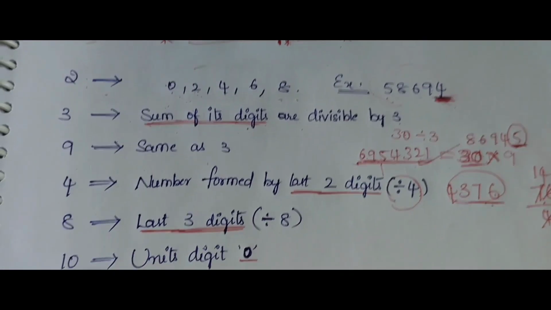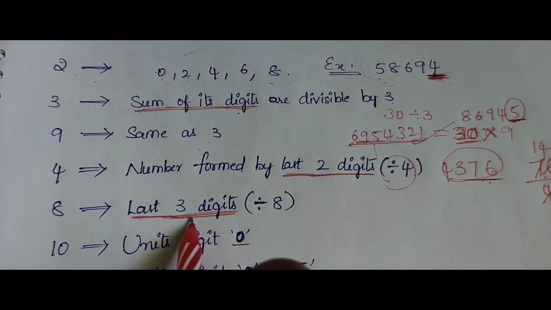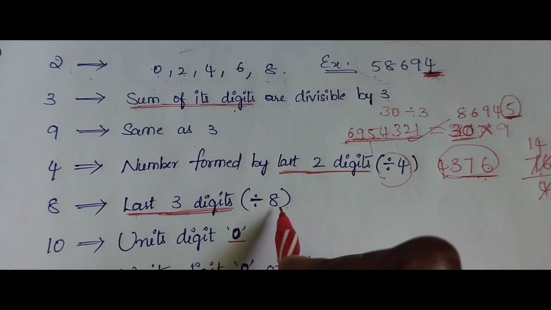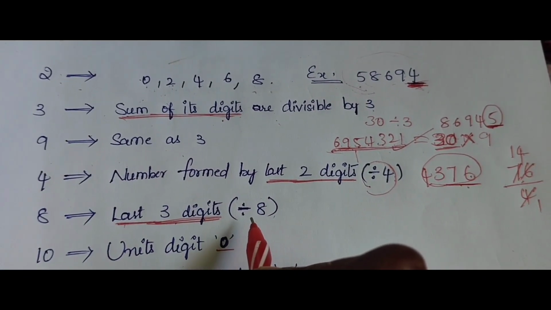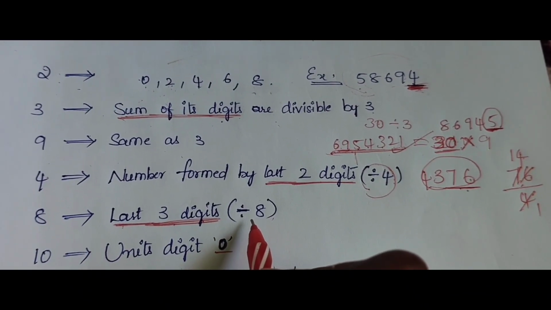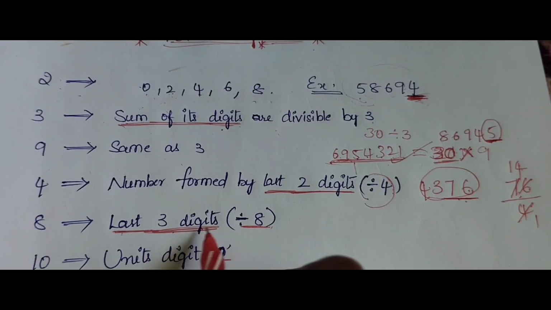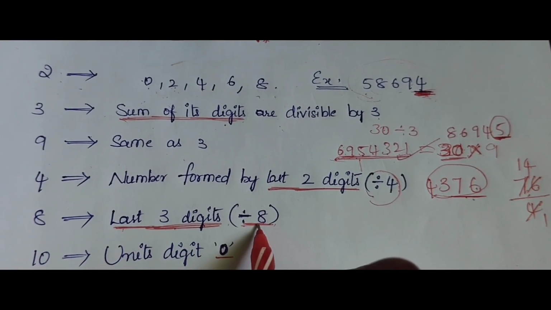Next, the same for 8, but here the last 3 digits are considered. A number is divisible by 8 if the number formed by its last 3 digits is divisible by 8.